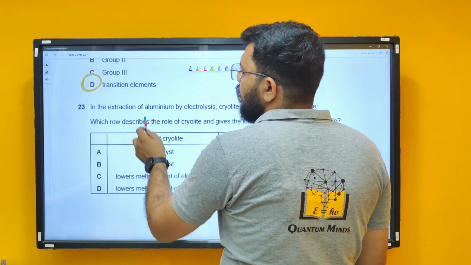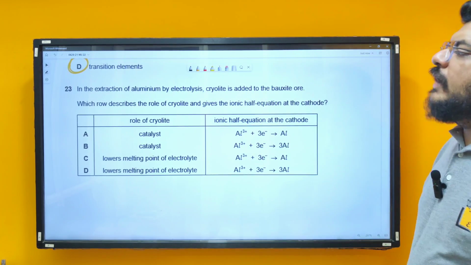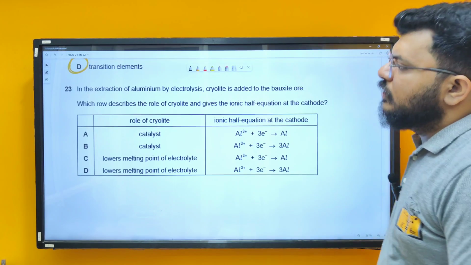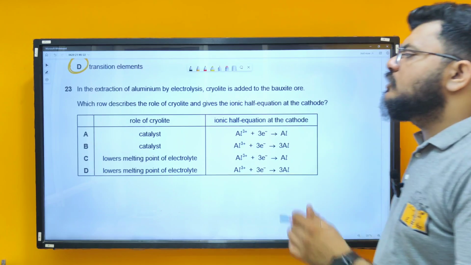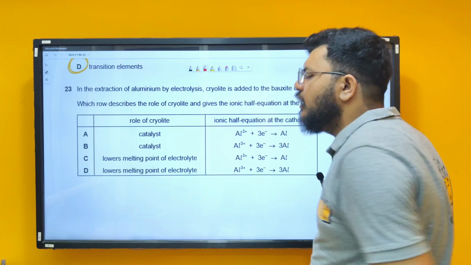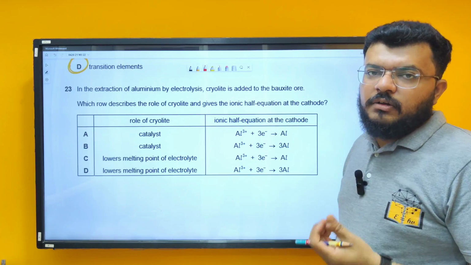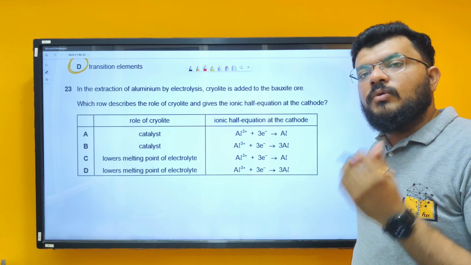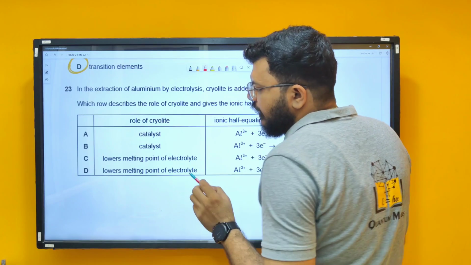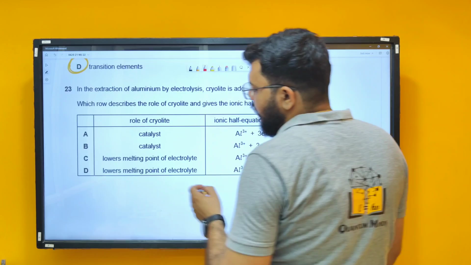Then we have question 23. In the extraction of aluminium by electrolysis, cryolite is added to bauxite ore. Which row describes the role of cryolite and gives the ionic half equation at the cathode? So cryolite is used to lower the melting point of the bauxite. I'm sorry, not boiling point, melting point.